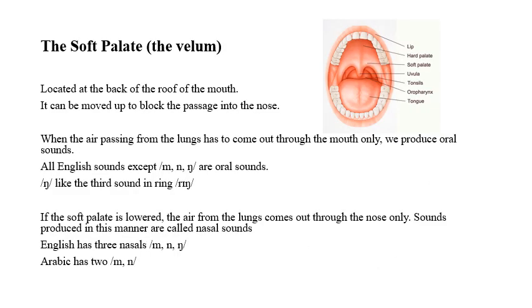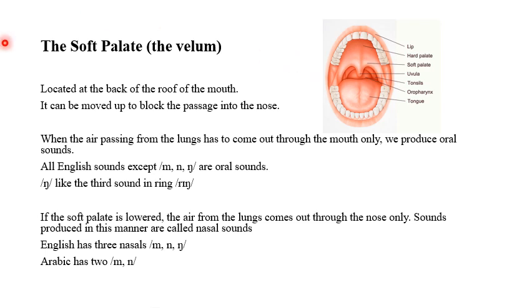Now the fifth organ of speech is the soft palate, and we can also call it the velum. If you look at this illustration here, this is the soft palate, this part. So where is the soft palate? The soft palate is located at the back of the roof of the mouth. This is the roof of the mouth, this area, and this is the soft palate at the back of this area. The soft palate can move upward or downward. It can move upward, and by this it can block the passage to the nose.